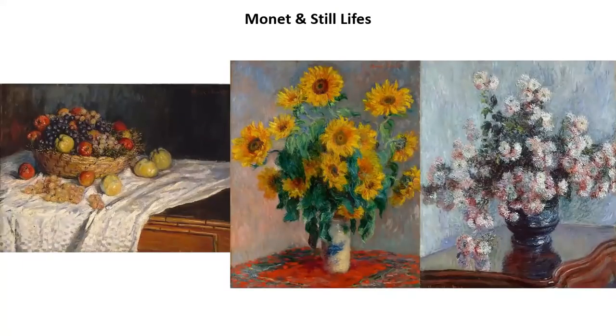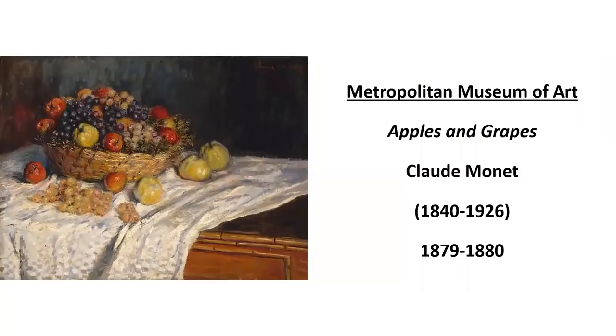And this is another series that Monet frequently makes, especially early on in his career, or in the early and mid parts of his career: still lifes. So still lifes are indoor scenes of fruit and flowers and things like that. And so these are three paintings that he did that are in New York. This one is called Apples and Grapes. So he made this in the months following his wife's death.